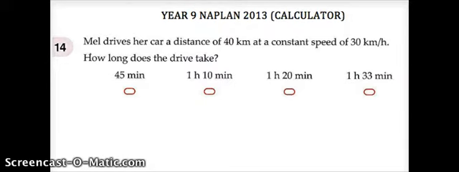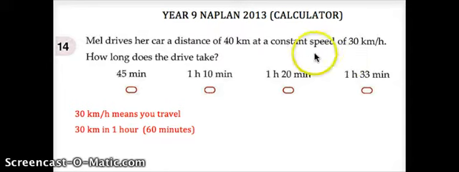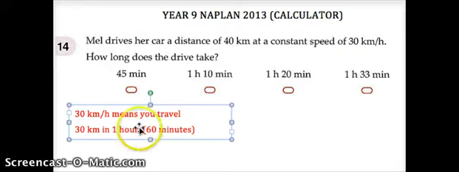Pause the video and attempt the question. Now, if we look at the speed of the car, it's 30 kilometers per hour. That means 30 kilometers per hour means that you travel 30 kilometers in 1 hour, which is the same as traveling 30 kilometers in 60 minutes.